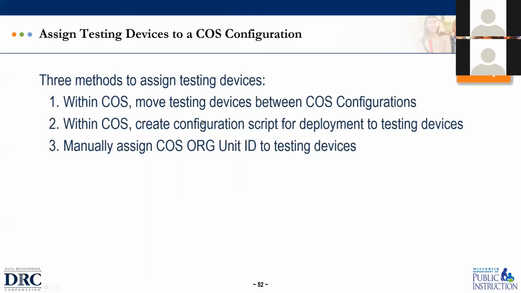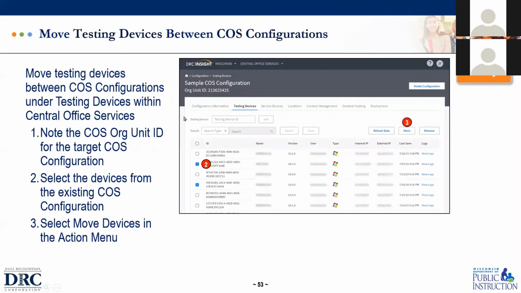So for number one, the first thing you're going to want to do is know the name of the COS configuration, the org unit name ID that you want to move it to. So this org unit ID right here is the current COS configuration these testing devices have been associated with. If you want to associate them with a different one, what we're going to do is select those testing devices that we want to move, and then we're going to click on Move.